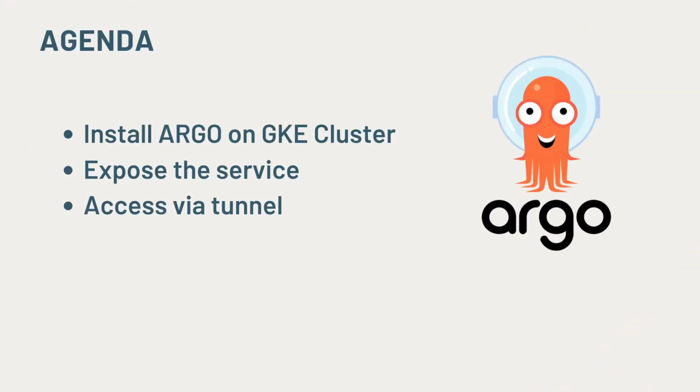So here we're going to discuss the first and most important item: how to install Argo on a GKE Private Cluster. The reason we're installing on a private cluster is that you want to access your Argo on a private IP address. You don't want to expose that to the internet. Second, I'm going to show you how to expose the service and then access it from your browser via an IAP tunnel. So without further ado, let's get into the demo.